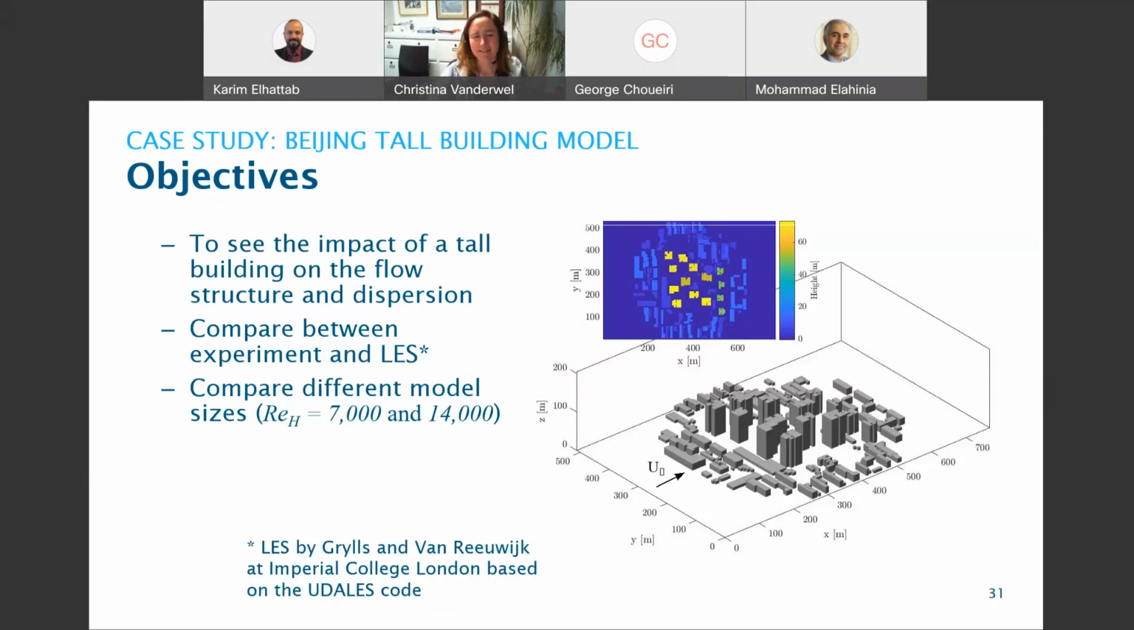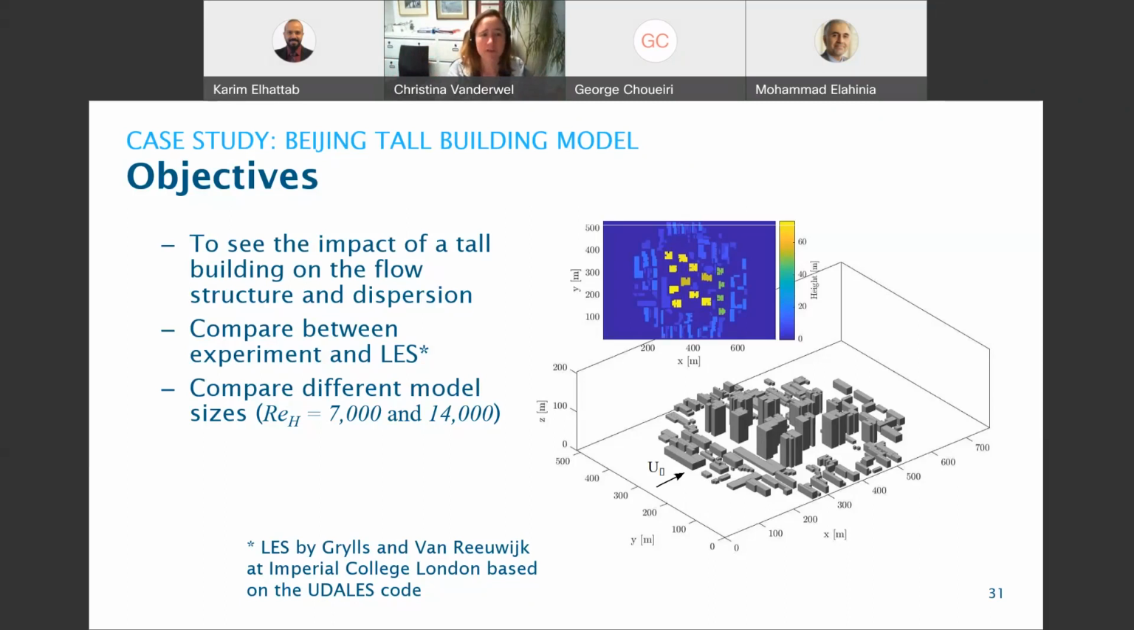And clearly it's going to have an effect on the flow. So the objective of this case study was to see the impact of the tall buildings on the flow structure and the dispersion. And we also teamed up with colleagues at the University of Reading and Imperial College London, both universities in the UK, to compare the experimental results with large eddy simulations, which are a CFD model, and see if we could use our methods and compare the results.